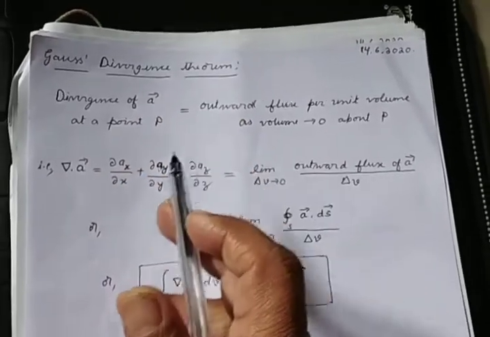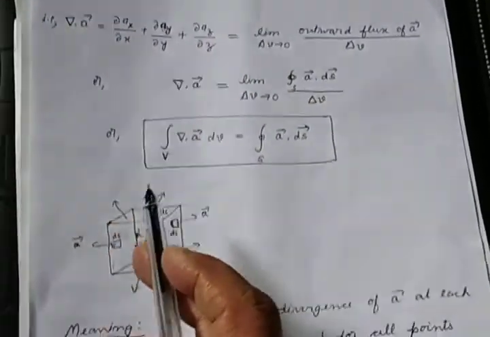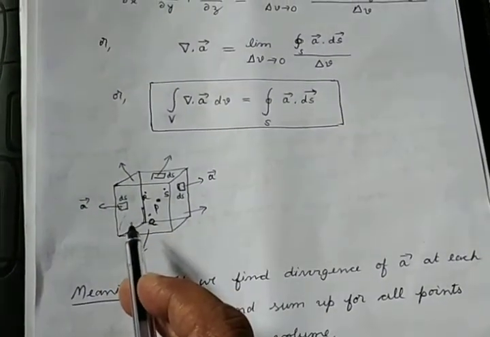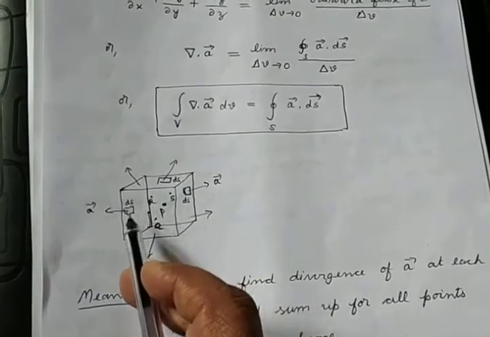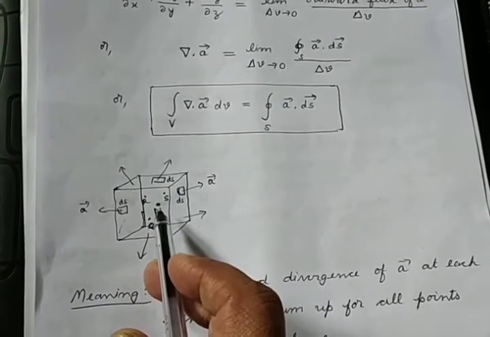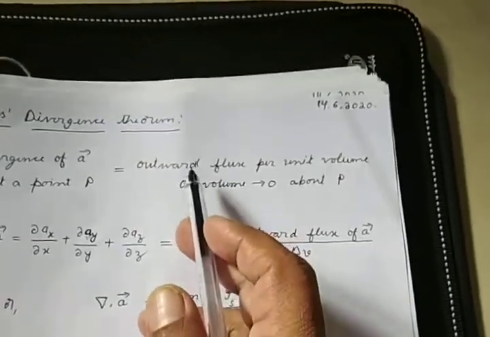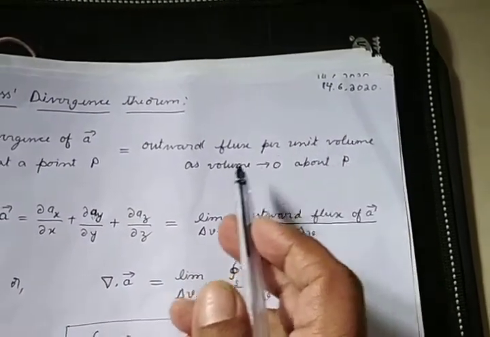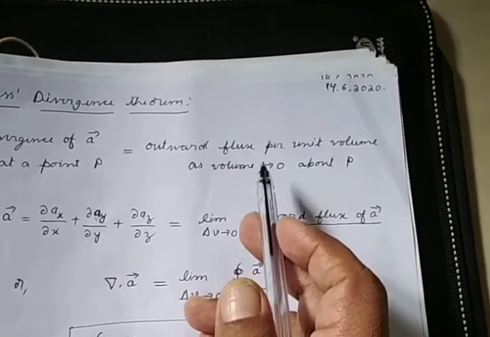In the Gauss Divergence Theorem, let us consider first a vector field, say A bar, and let us consider in that vector field an object like this cube. Now what we have to find out is, within this volume made up by this cube, let us take some point, say P, and find out the divergence of the vector field A bar at point P. By divergence we mean the outward flux per unit volume at the point P as the volume tends to 0. So that is the meaning of the divergence of the vector field.